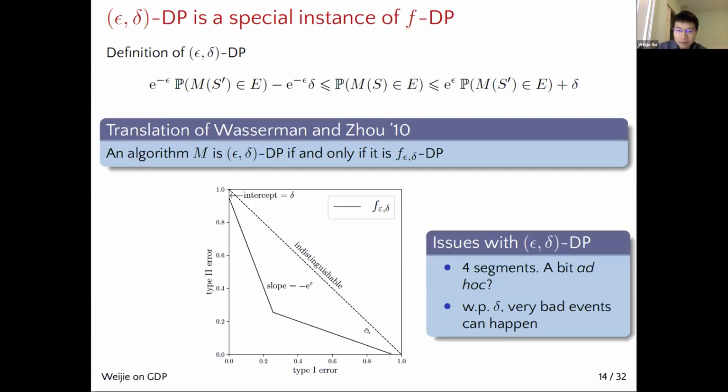First of all, epsilon-delta is a special instance of f-DP, meaning that if you use this line as the trade-off function in f-DP, then this is equivalent to epsilon-delta differential privacy, and everything is the same. But at a high level, the trade-off function can actually be any continuous convex function between (0,1) and (0,1). So a priori, there's no reason why we should restrict ourselves to these four segments. That was our motivation when we developed the f-differential privacy definition.